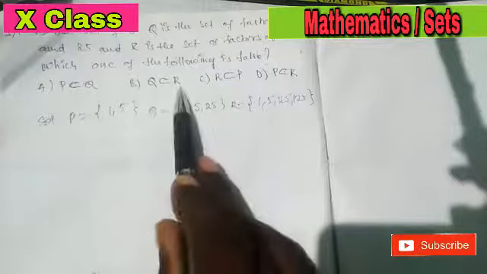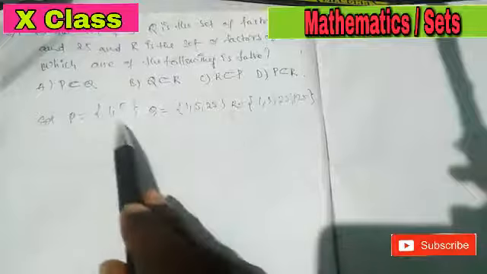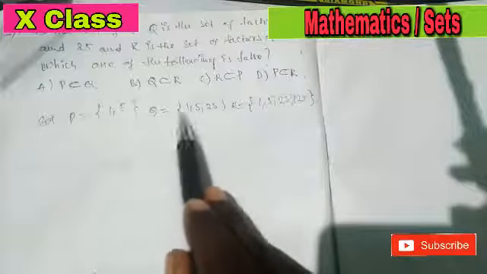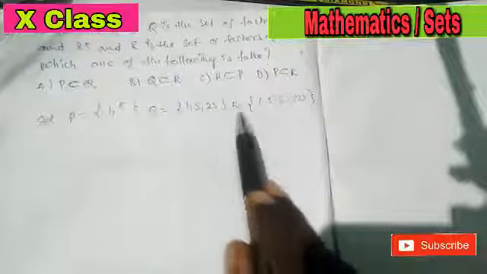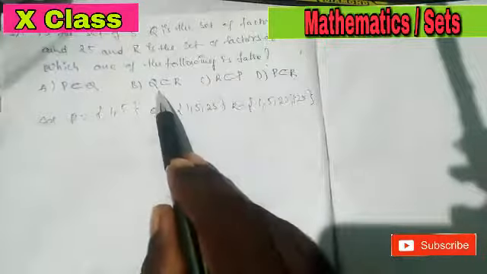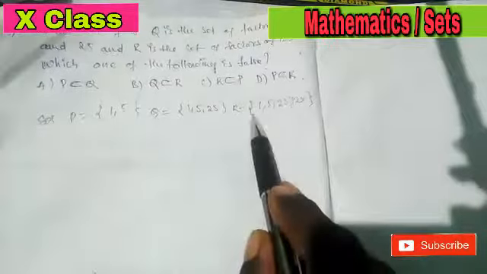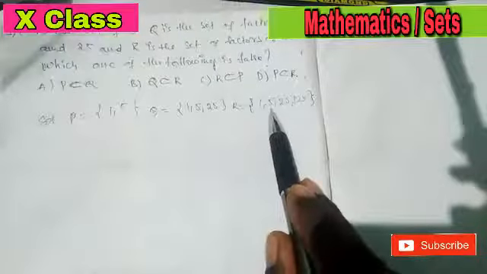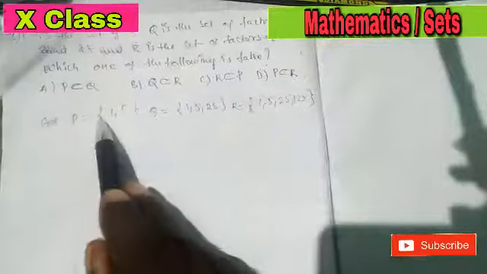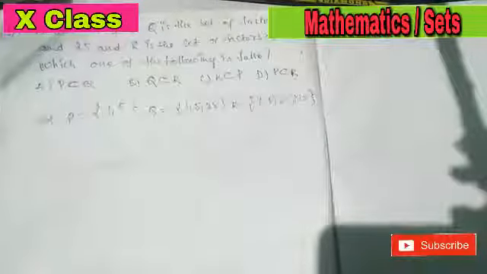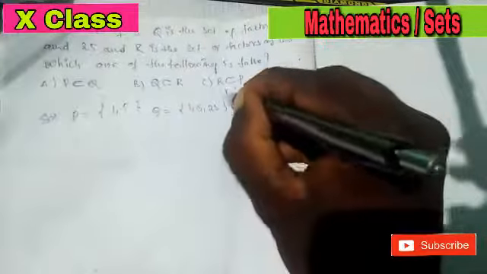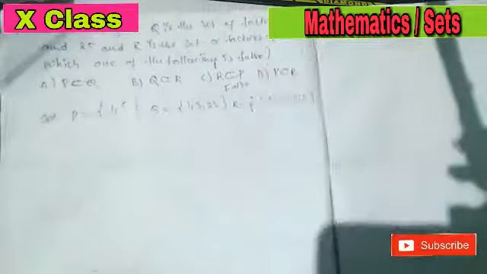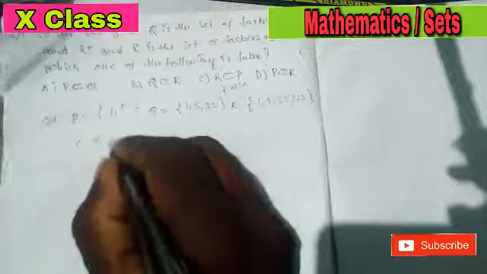Next, Q subset R. Q contains 1, 5, 25. These three elements are also present in R. So it is also correct. Q is a subset of R. Next, R subset P. R is 1, 5, 25, 125. Is it a subset of P? So it is wrong. This is the false one. You have to just tick it, or here write false. So C is false. You have to write it like this.